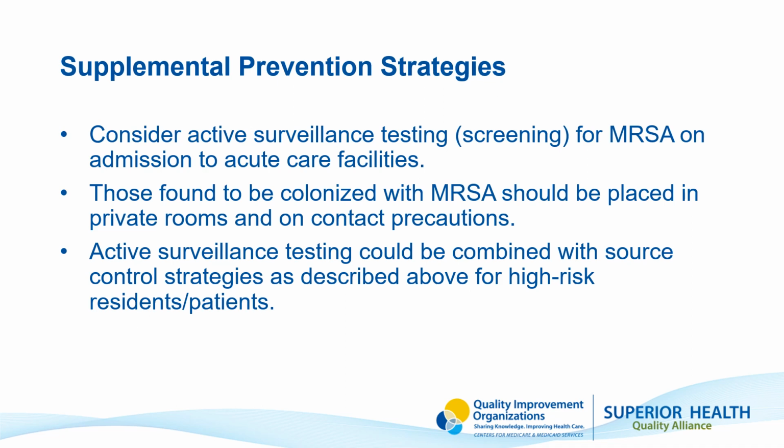Some supplemental prevention strategies: Consider active surveillance testing or screening for MRSA on admission to acute care facilities. Screening could be limited to high-risk patients, such as those with prior healthcare exposure, or admission to high-risk settings, such as an intensive care unit. Those found to be colonized with MRSA should be placed in private rooms and on contact precautions. Active surveillance testing could be combined with source control strategies, as described above, for high-risk patients, such as ICU patients and those outside the ICU with CVCs or midline catheters.